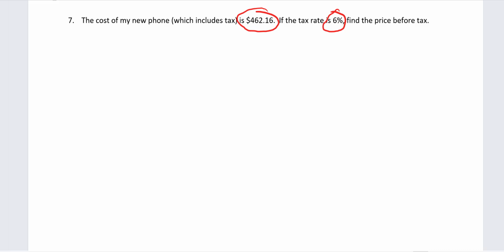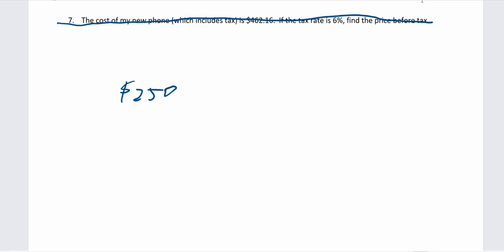I think most people, unless they've done something like this before, their intuition is wrong. So you don't want to go with your intuition on this thing. Before we look at this problem, let's take a look at how tax works. So suppose you had a similar scenario. Suppose you're buying a phone, and suppose the phone cost $250 before tax. And suppose the tax rate was 8%. Let's see how you would find the final price.